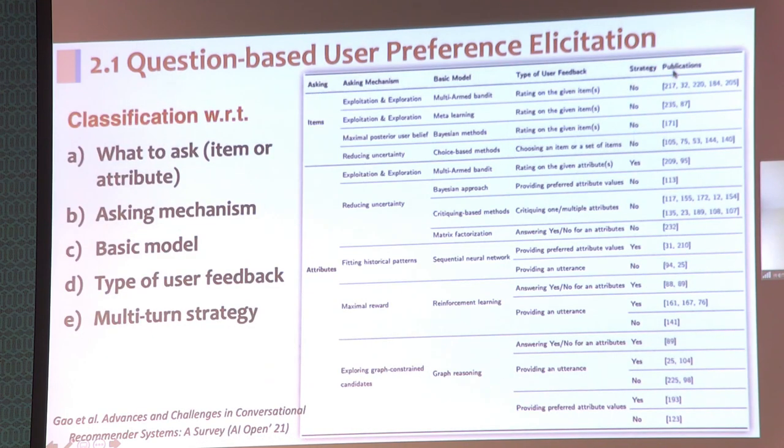Actually, there are a lot of works recently on question-based user preference elicitation. In this tutorial, we have intuitively demonstrated the most important ones. But there are a lot of works, and we have summarized and characterized them in our survey. We characterize them in multiple dimensions, like what to ask, asking mechanism, basic model, type of user feedback, and the multi-turn strategy. So if you are interested in this direction, please refer to our survey for the details.